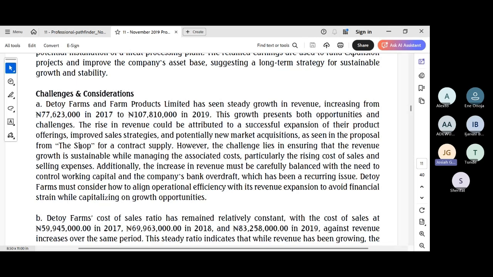So you can see the shop is financed from the revenue of the primary products from Detoy Farms. So whatever the shop is going to do, the primary products must perform well. And that's what we are saying here. Yeah, I saw Sherifat flashed her hand. Please go ahead. Feel free to interject.